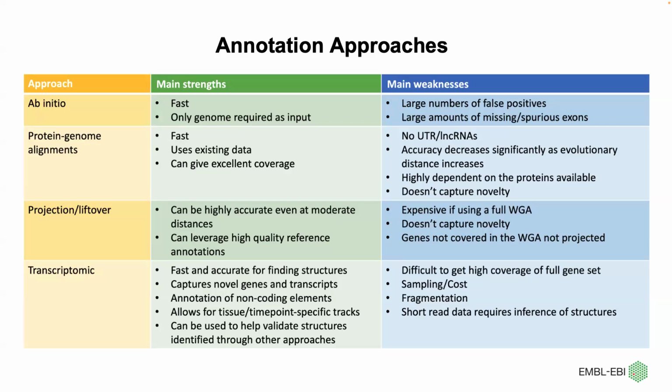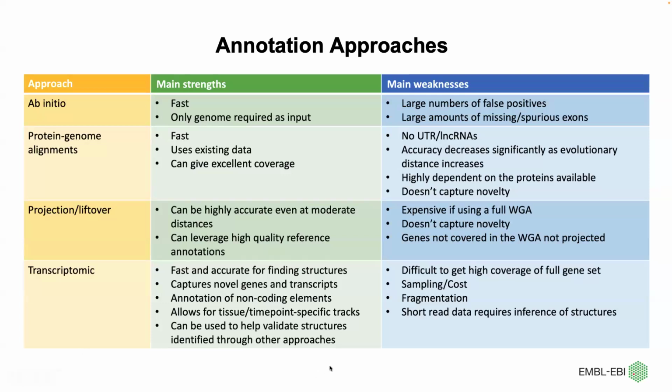The last and the most useful approach is the transcriptomic approach, where you align the expression data to the genome. This is highly valuable, and we usually use species-specific RNA-seq data that provides us with better accuracy. So this type of approach is useful to capture novel genes and transcripts. It also helps to annotate the non-coding elements, and it can be used to help validate gene structures which are identified through other approaches like liftovers or protein genome alignments.